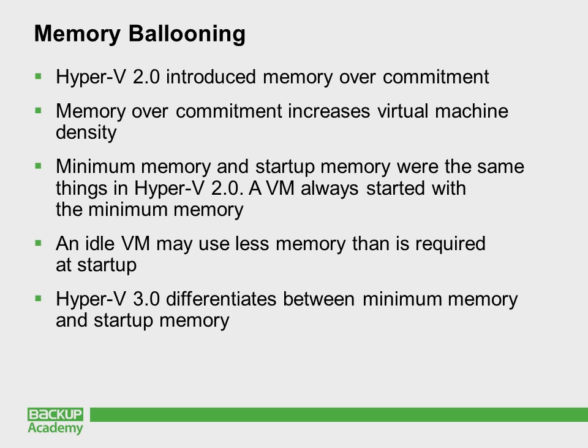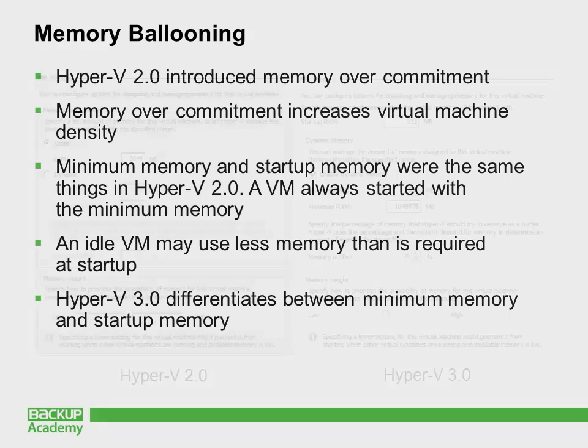In 3.0, Microsoft introduced a feature called memory ballooning, and memory ballooning is the same thing as memory overcommitment, except now startup memory and minimum memory have been broken apart and they're treated as two completely separate things. So you can claim the memory that you need at system startup and then release some of that memory as the virtual machine stabilizes and goes idle. So this can help you to use Hyper-V memory a lot more efficiently.